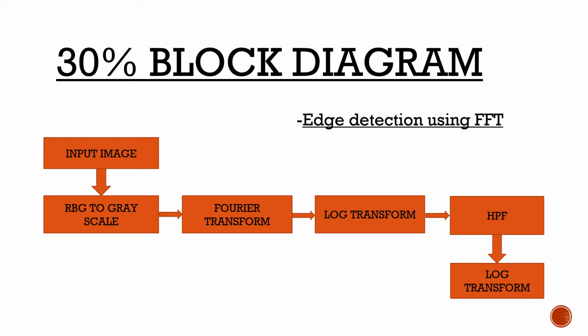And after that, we perform log transform because Fourier transform values are quite large. So in order to plot these, we perform log transform. And after this, in order to obtain an image, we perform high pass filtering. And after this, we'll get a final output image, that is the edge detected image of the input image.